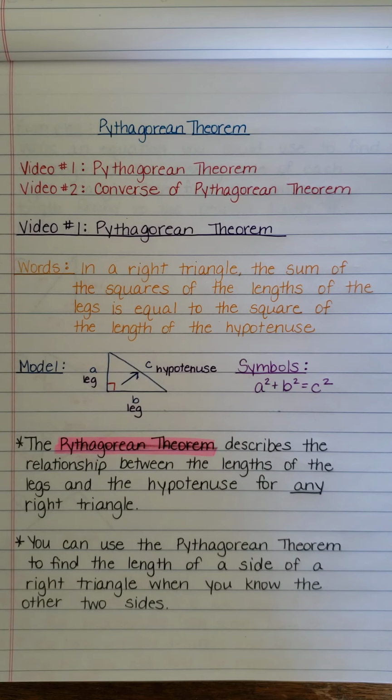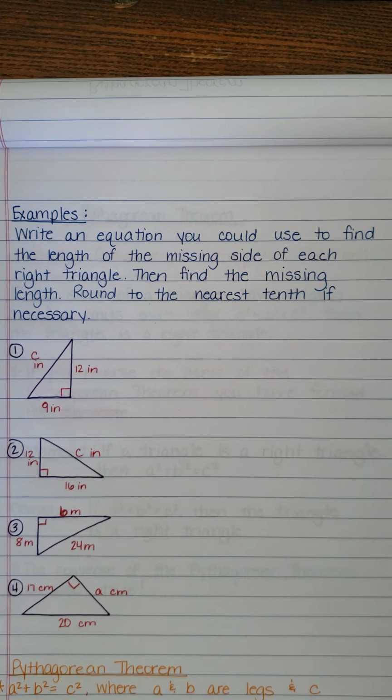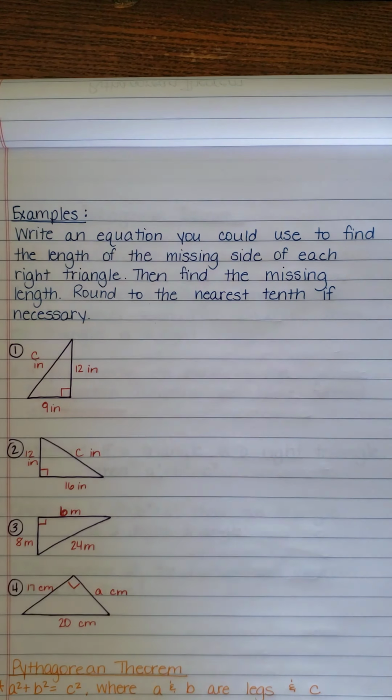Okay, so now we're going to look at some examples. What we're going to do is write an equation you could use to find the length of the missing side of each right triangle. Then find the missing length. Round to the nearest tenth if necessary. Okay, so we're going to start with our first example.